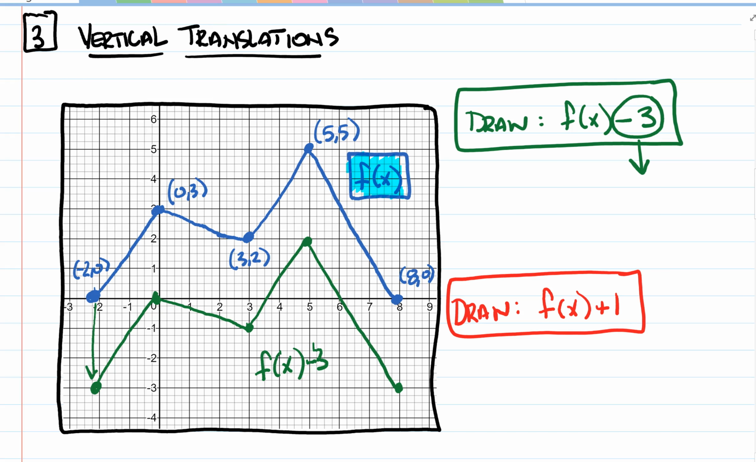Now in red, I'm going to do plus 1 for you. So this plus 1 on the end means that I'm going to move my graph up 1 unit. So this point is going to go up 1 unit. This point would go up 1 unit, up 1 unit, and then up 1 unit. So if I were to draw the red graph here, this graph is a representation of my original function f of x and then plus 1. So all I want you to be able to do is move a function up or down depending on the value added to the end.